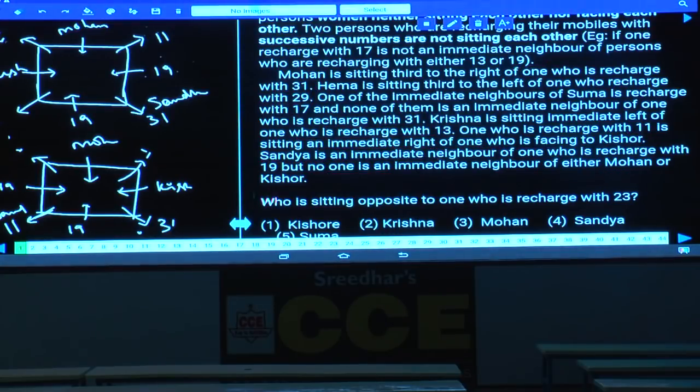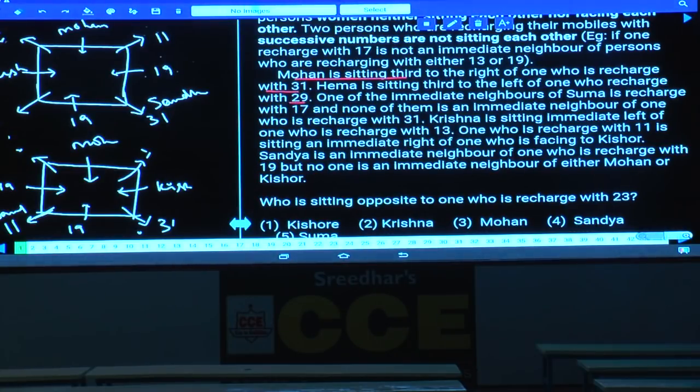then condition number 1: Mohan is seated third to the right of the one who recharged with 31. Hema is seated third to the left of the one who recharged with 29. Now tell me, where can this Hema be? If you take Hema at this place, Hema is third to the left of whom? Third to the left of the one who recharged with 29. As Hema is here, then this 29 must be at this place, isn't it? Then only Hema is third to the left of the one, that means left hand side, hence this Kishore must be 29, isn't it?